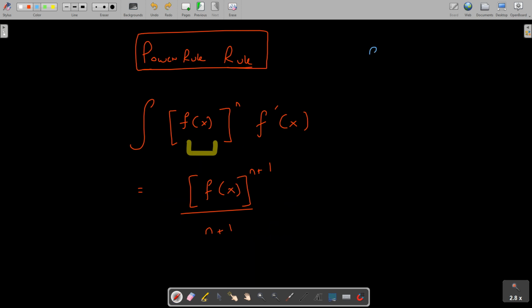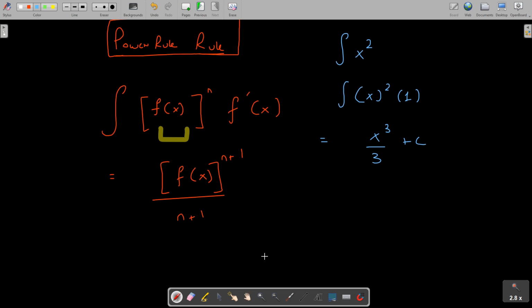For example, you have x squared, right? Now what is the derivative of x, the function inside? I will just rewrite this like this. Now what is its derivative? It's 1, right? And 1 is available outside of the bracket, which means power rule is applicable here, and all of you know that the answer for this would be x cubed divided by 3 plus c.